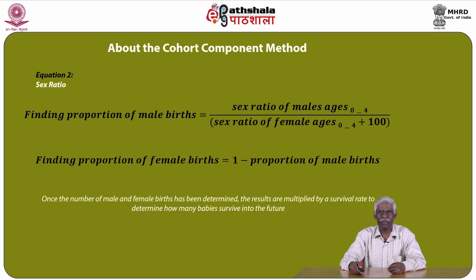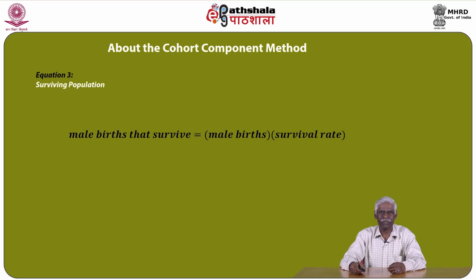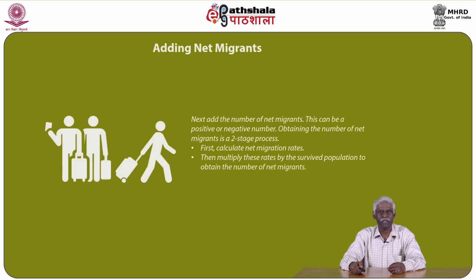Once the number of male and female births have been determined, the results are multiplied by the survival rate so as to determine how many babies survive into the future. The third equation refers to the surviving population, that is, male births that survive is equal to male births times survival rate. The other major segment is to add the net migrants. It can be a positive or negative number.